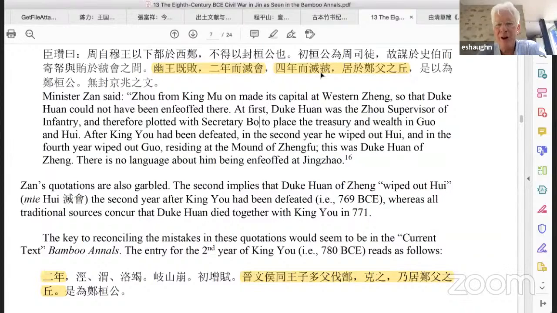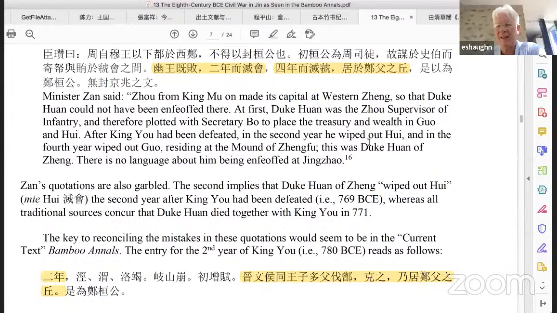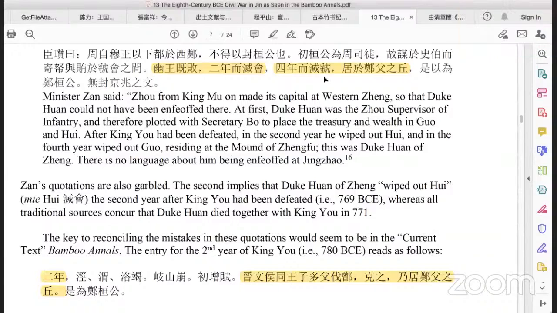So the problem is this mie. What does it mean? I've translated it as wiped out. Oftentimes we say annihilated, exterminated, something like that. But if you read the Zuozhuan, for instance, it's very frequent that a state is mie in one year, and then five years later, they talk about it again. So that mie simply, I think, means defeated.